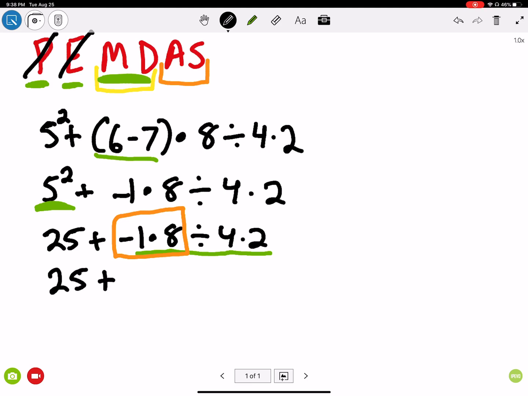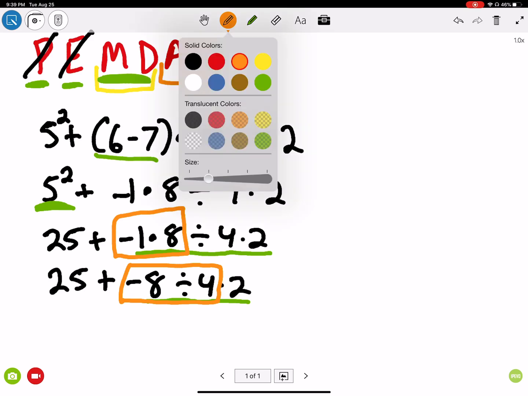So if I do that, I'm going to rewrite this again. 25 plus -1 times 8 is -8. I bring down the divided by 4 times 2. Now, going back to this, is there still more multiplication or division? Yes. Division, multiplication. Well, what am I going to do first according to PEMDAS? Well, now I have to do the division because the division comes before this secondary multiplication from left to right. If I'm reading this problem from left to right, here's addition. That has to wait. Then I have division and multiplication. Since the division comes first from left to right, that's what we're going to work on.